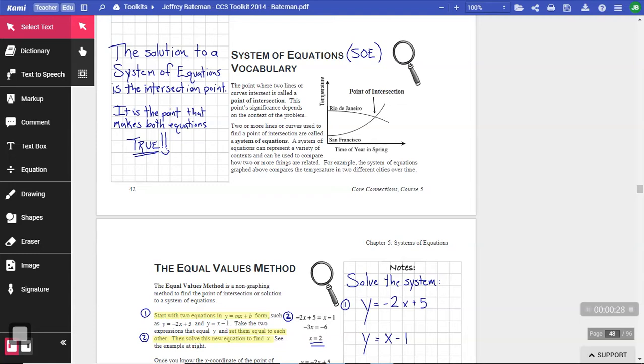A system of equations is any situation where you have more than one equation. And to find a solution to that system, we're trying to find the one or more solutions that are common solutions between all the equations.